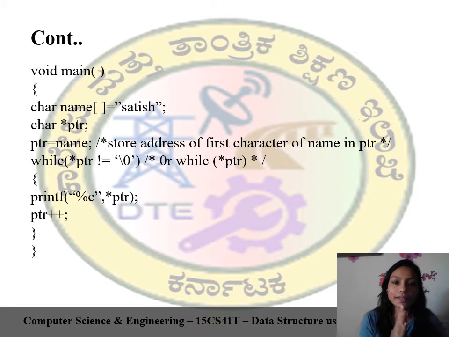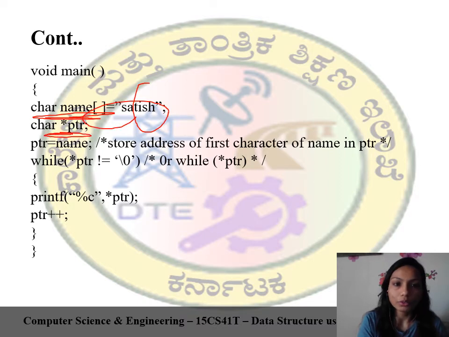So here is one example program. We have a character array name storing Satish, and a pointer of character type. We have to make this PTR point to this character. As you know, the array name itself points to the base address. So PTR is equal to name. Then iterate via a while loop: while *PTR is not equal to null, so until then you will go.